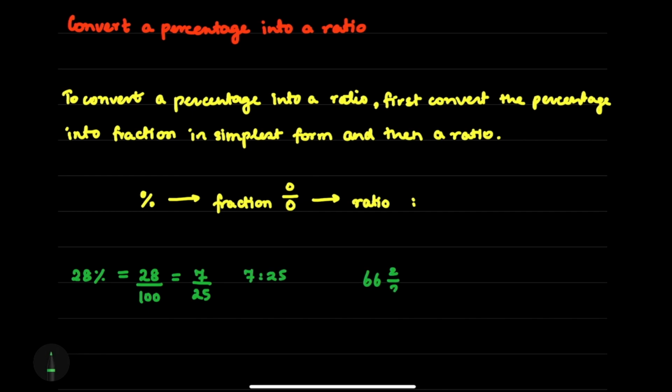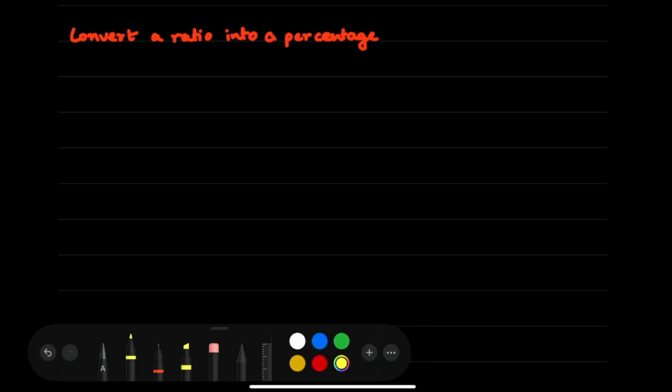Similarly, let's say we have a different kind of percentage, which is in a mixed fraction form. We'll first convert this into an improper fraction of 200 by 3, and then convert it into a fraction, 200 by 3 divided by 100, which gives us 200 by 3 into 1 by 100. And this gives us the value of 2 by 3, or the ratio of 2 is to 3.